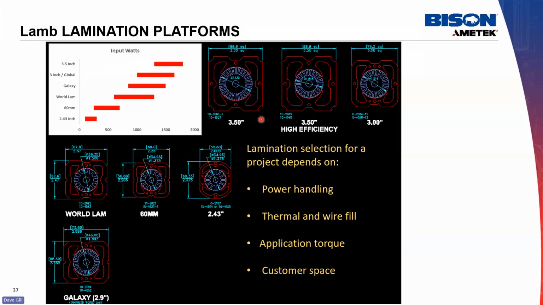Now, this little chart up in the corner is just showing you what the power handling range of our various lamination platforms are. And my only point in showing you this is that there is a lot of overlap between the various lamination platforms. So if you come to us with a project and you say, I need to be able to do 1,000 watts, we can do it for you with our 3-inch or with our Galaxy or with our World Lam, depending on what your other requirements are. So this gives us a lot of flexibility to help you.